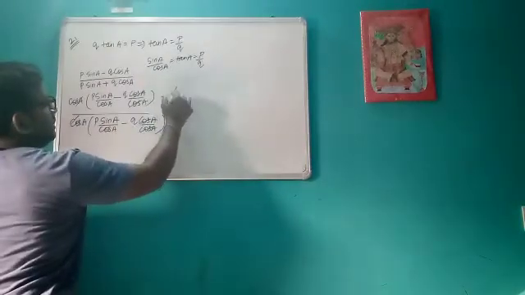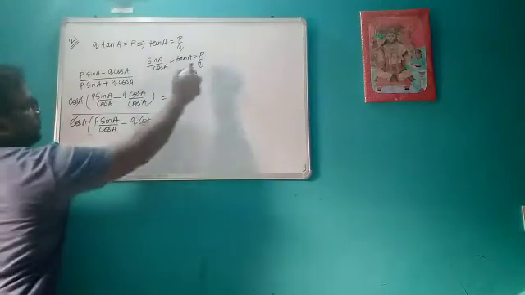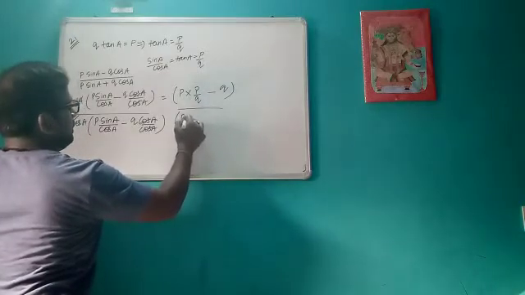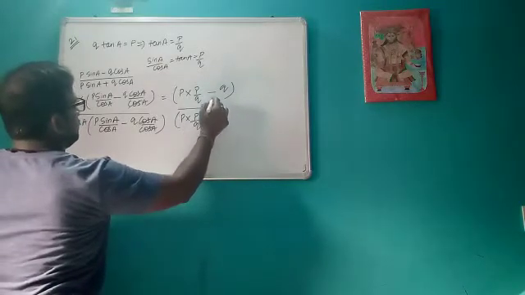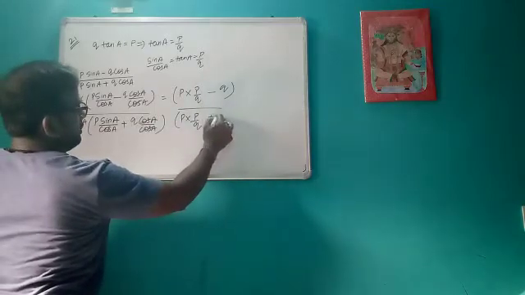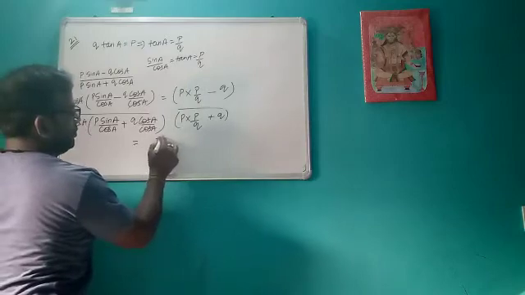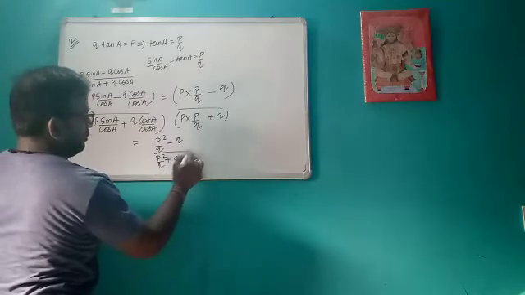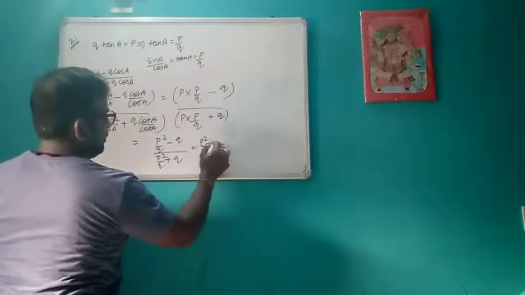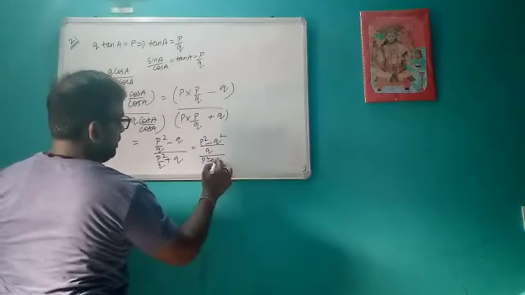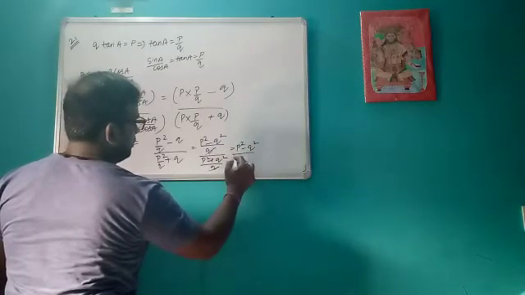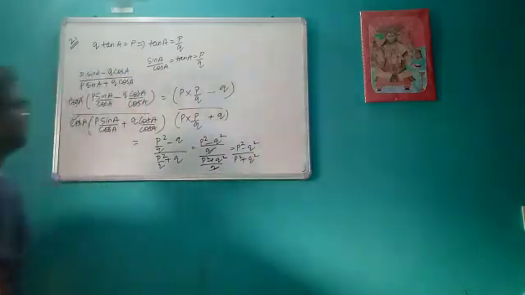So what will you get? P into what is sin A upon cos A? P upon Q, minus Q upon P into P upon Q plus Q. So this you can solve: P square upon Q minus Q upon P square upon Q plus Q. Take the LCM. P square minus Q square upon P square plus Q square upon Q. Q and Q cancel, you will get the answer P square minus Q square upon P square plus Q square. Okay, like this. Okay, one method.